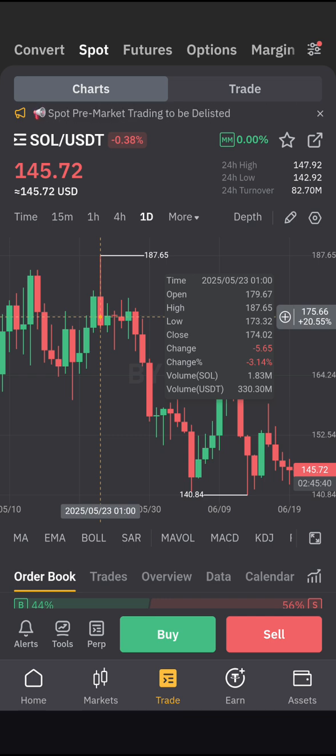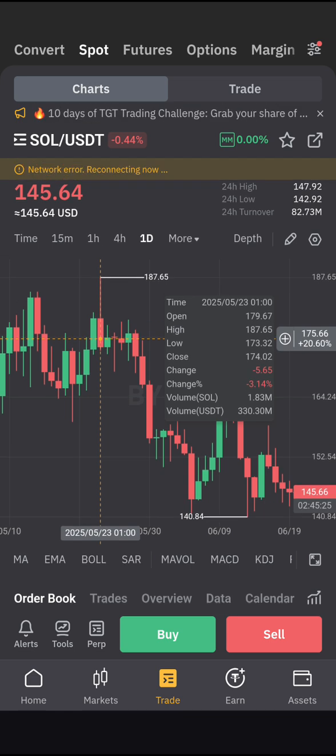Okay, so looking at this very place, you have the 24 hours high, the 24 hours low, and also the 24 hours turnover. This shows that the 24 hours high was over 147 and the low was over 142.2, and the 24 hours total turnover is over 82.7 trade. Okay, so that is for this.